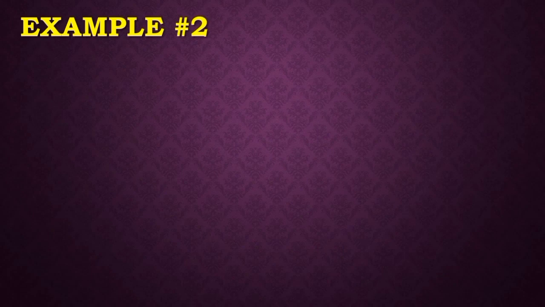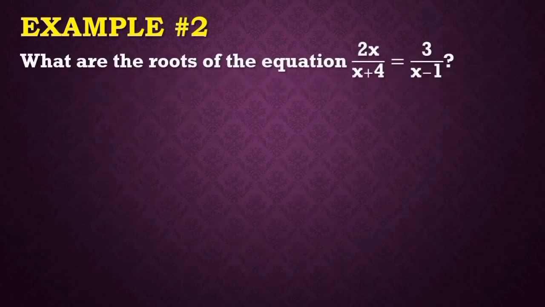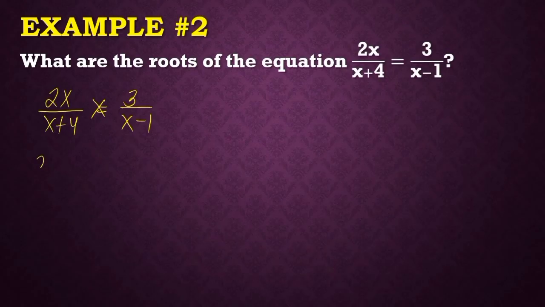So, let's have the second example. What are the roots of the equation 2x all over x plus 4 is equal to 3 all over x minus 1? So, ang gagawin lang po natin dito, so, rewrite muna natin. Okay, and then, magko-cross multiplication po tayo. So, ang gagawin natin, 2x times x minus 1 is equal to 3 times x plus 4.